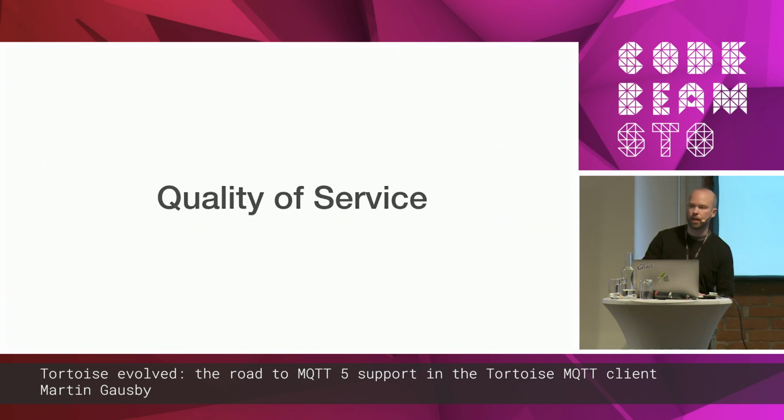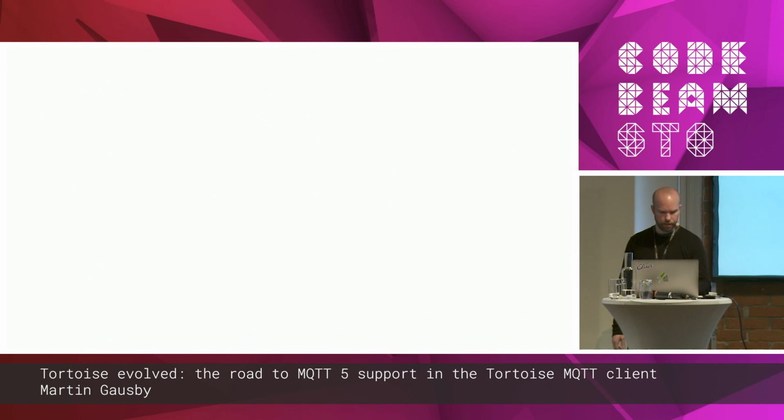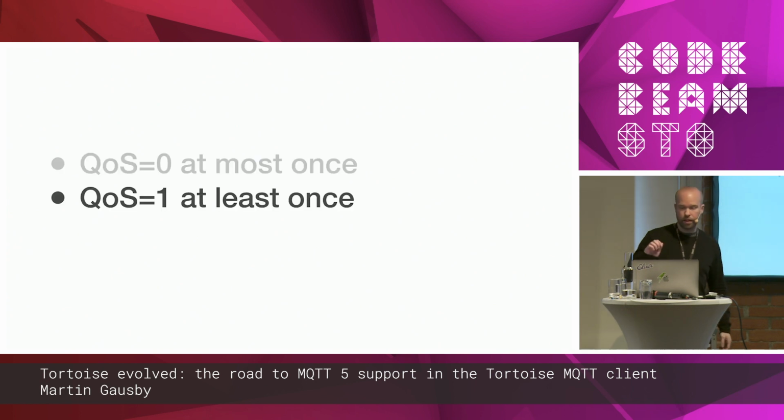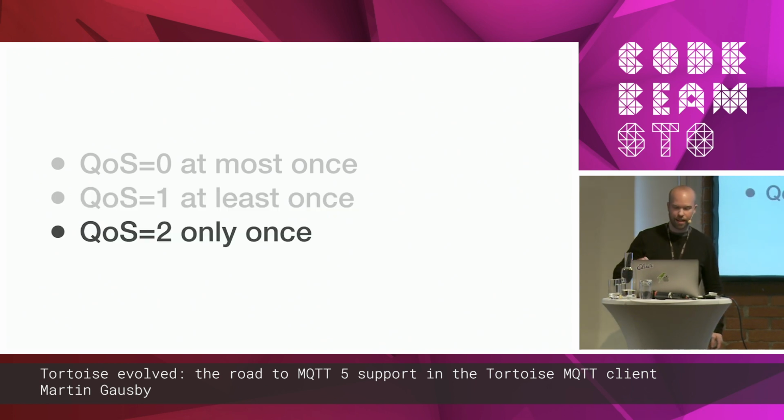So besides that, we have a concept of a quality of service in this protocol, and we have 3 of them. The first one is QoS 0, and that means at most once delivery. QoS 1 means at least once, and QoS 2 means only once delivery.